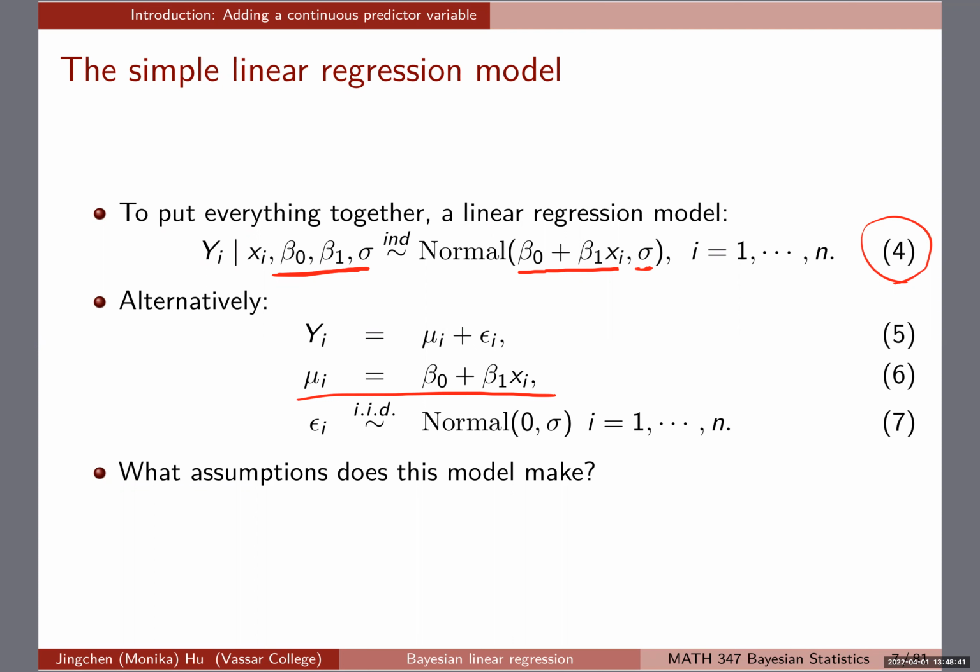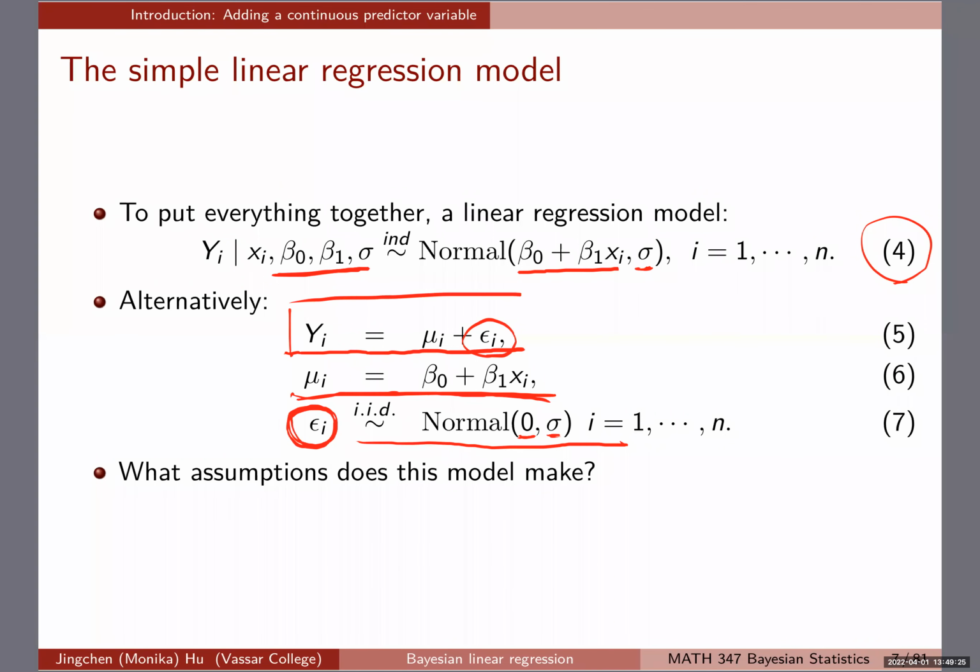Alternatively, some of you might have seen this kind of notation, where I write out my outcome yi as mu i plus the error term. Epsilon is usually represented as the error term. And mu i, as we know, is a linear combination of beta 0 and beta 1 times xi, so that's no different from before. But instead of writing out that yi directly follows the normal, people like to write out that the error term follows a normal distribution, centered at 0, with the same sigma that we were talking about before. So this kind of notation is really trying to break down how the yi comes out.